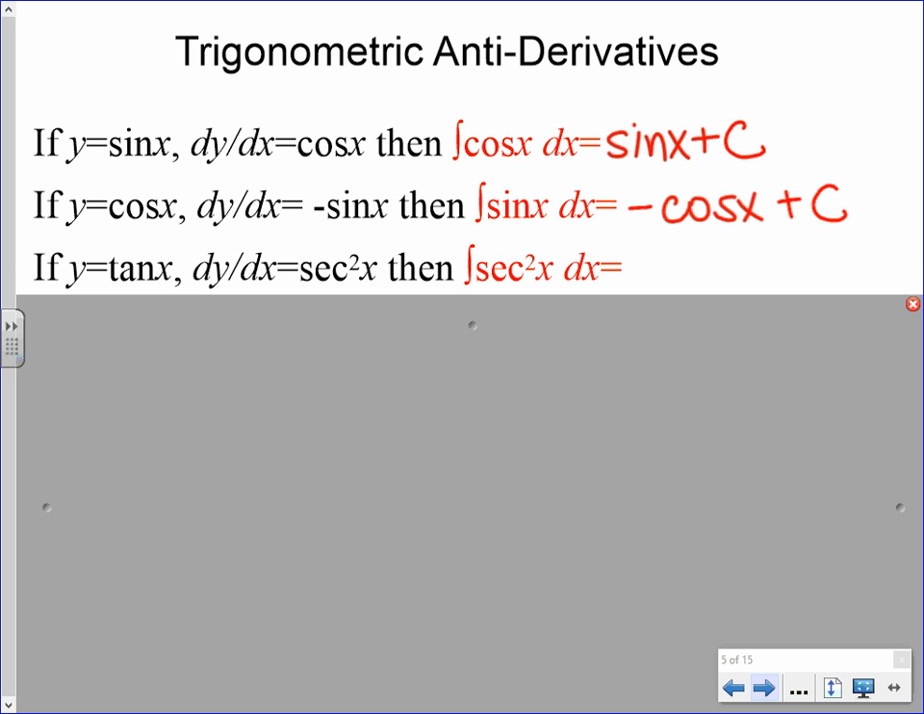Now, the derivative of tangent is secant squared. So if you have the antiderivative of secant squared, we know that is going to be tangent. With your knowledge right now, we can't find the antiderivative of just secant. You'll be able to later in your calculus career, but not right now.